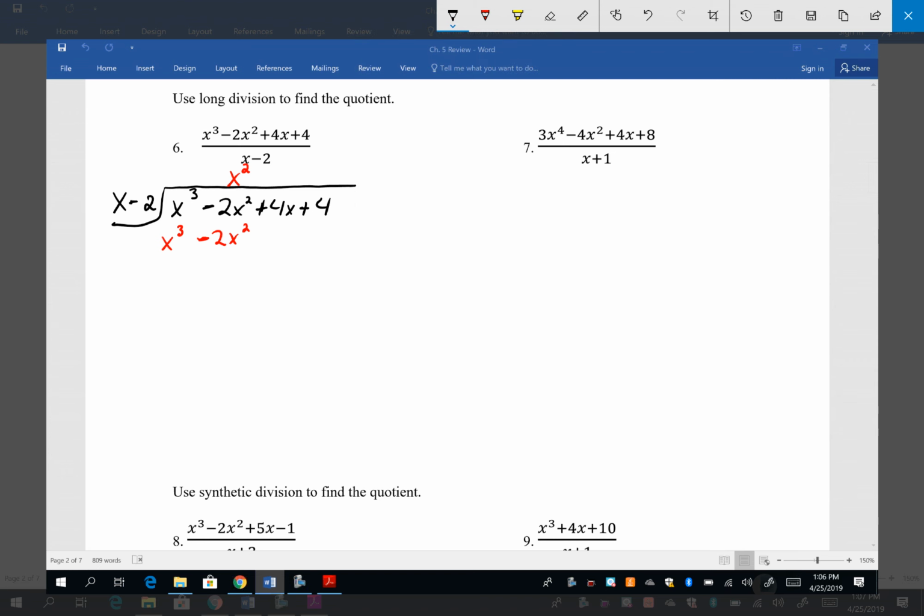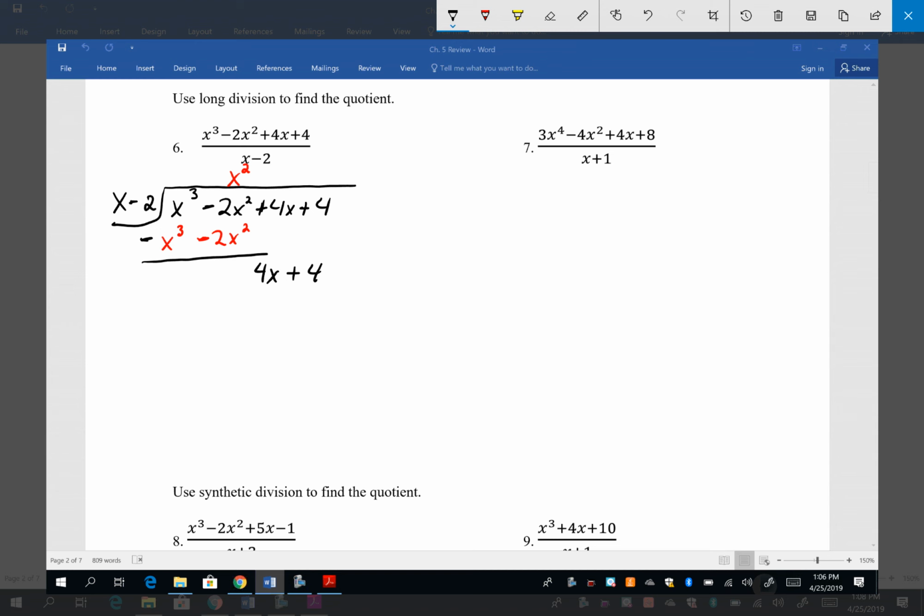Now, this is interesting. I don't think it's ever happened with the problems we've done together. We know x cubed minus x cubed is 0. We did that on purpose. But what about negative 2x squared minus negative 2x squared? That's also 0. So I'm going to bring down 4x plus 4. Our quotient, our answer, is going to have a missing term as well. It's not a bad thing, it's just how it worked out.